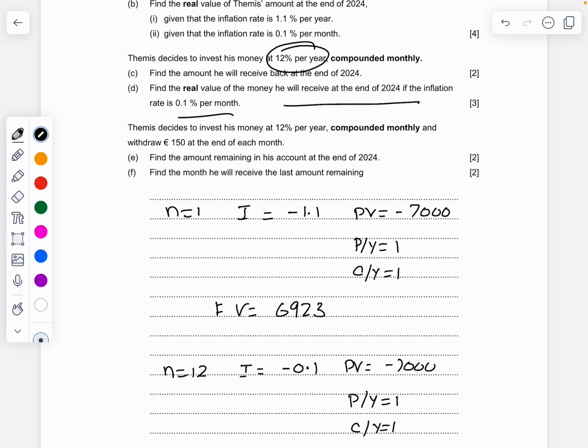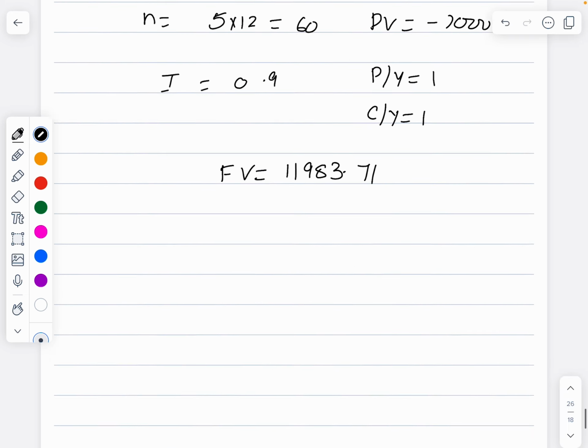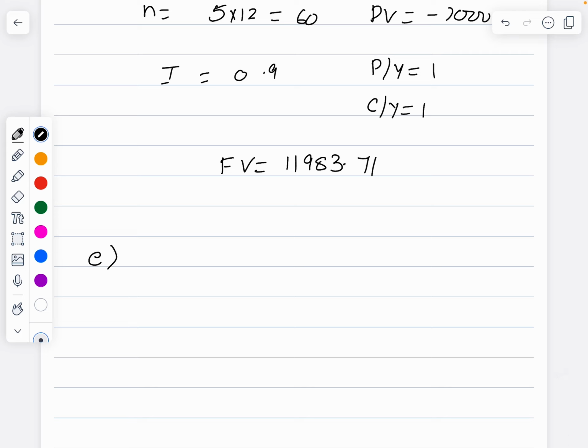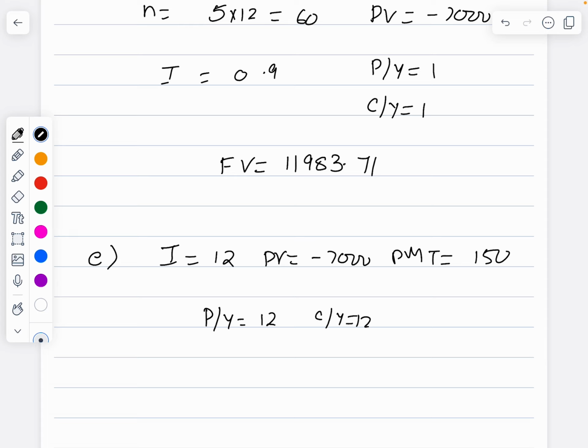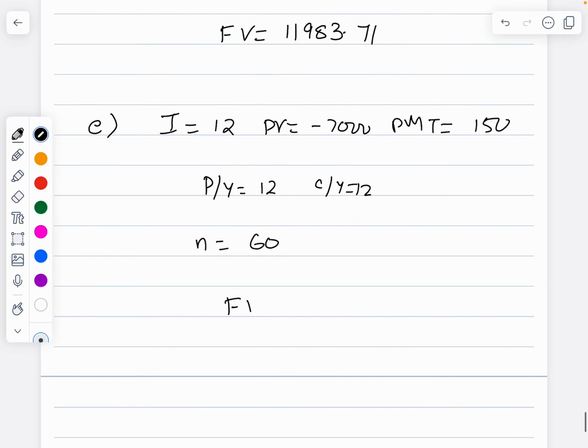Part E, Themis decided to invest his money at 12% per year compounded monthly and withdraw 150 at the end of each month. Find the amount remaining in his account at the end of 2024. So I equals 12, PV equals minus 7,000, but PMT is he's withdrawing, so therefore it is 150. P/Y will be 12 and C/Y also will be 12. N equals 60. In that case, the final value is 466.43.